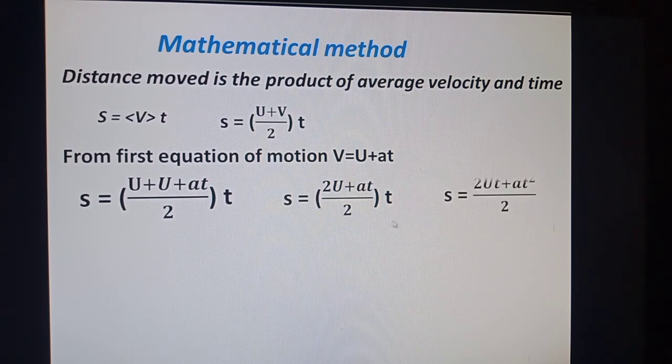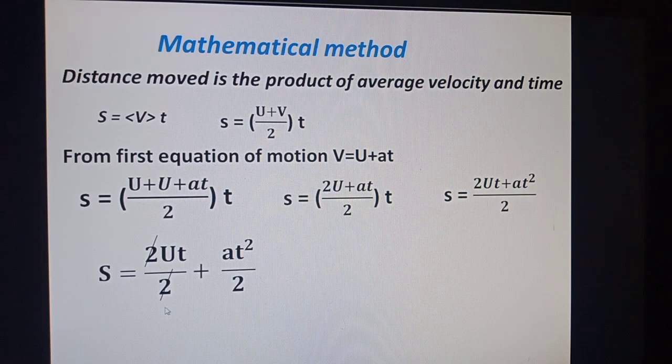Now multiplying this t inside, what do we get? S is equal to 2ut plus at square, over 2. Half means in the denominator there is 2. So separating the terms, s equals 2ut over 2 plus half at square. These two 2s will cancel each other. So we get again the standard form of the second equation of motion, that is s equals ut plus half at square.